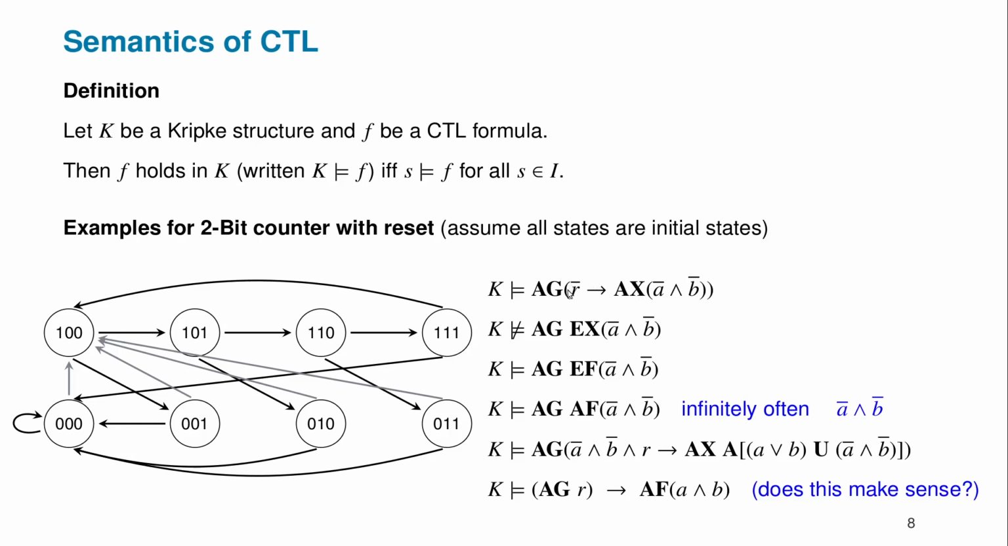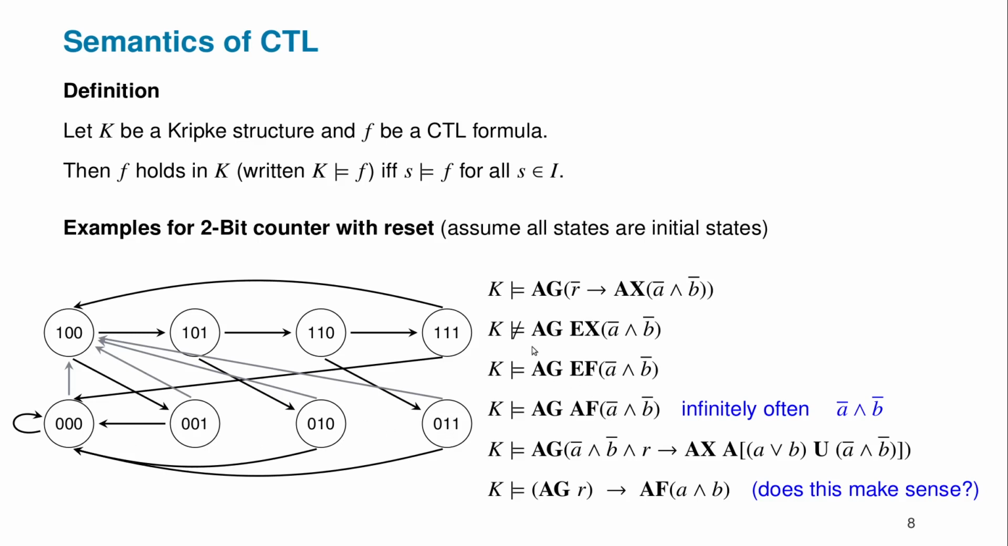But if R is false for the states here below, we have to check if AX not A not B holds. And we see this is indeed true. No matter in which of these states we are, we can only proceed to states where A is false and B is false. Yeah, so for any of the 4 states below here, AX, not A and not B, is true.